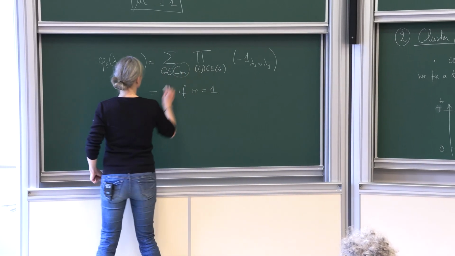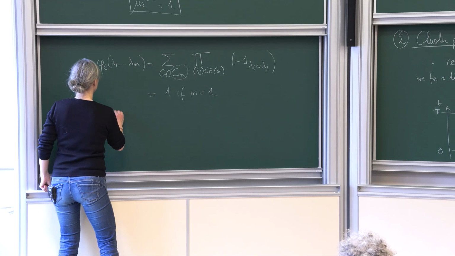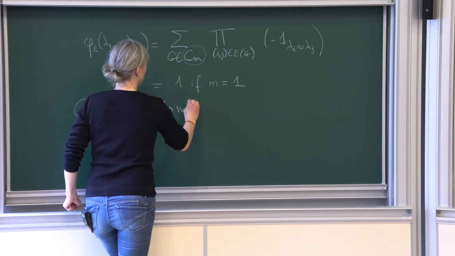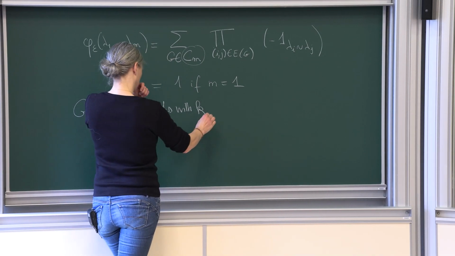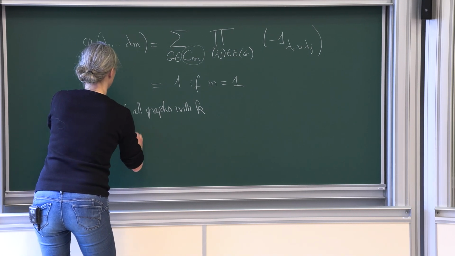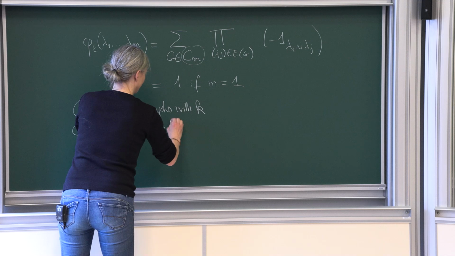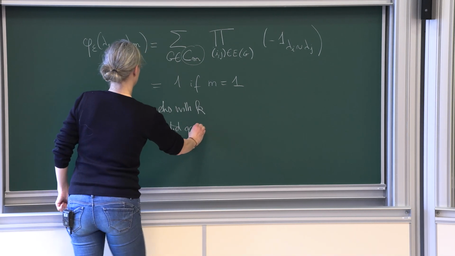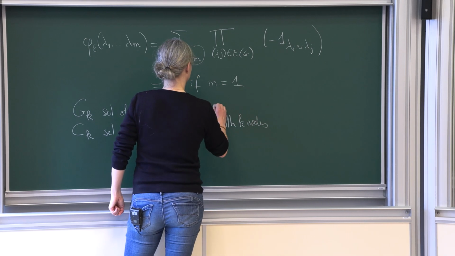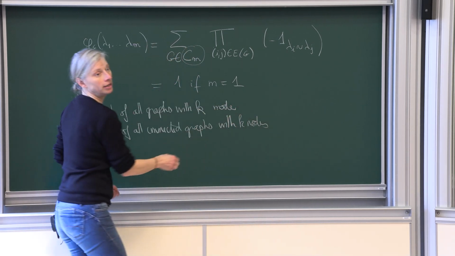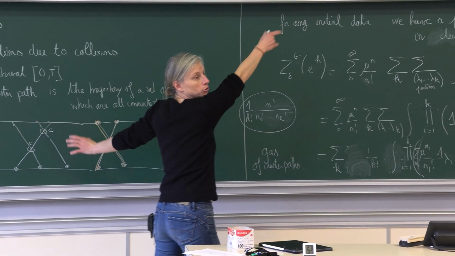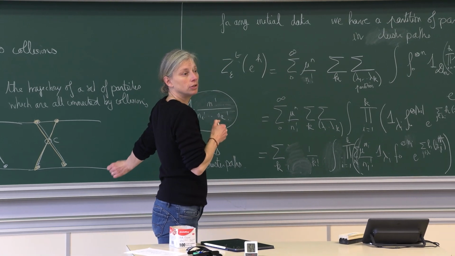Okay, so maybe I should say that GK is the set of all graphs with K points, okay? And CK is the set of all connected graphs. So it's a number of nodes or vertices or whatever, right? K. All connected graphs with K nodes. Okay, so what you are doing here is exactly the same as looking at this partition, but you do the same for the partition in graphs, in connected graphs.